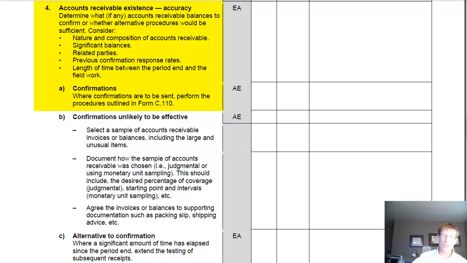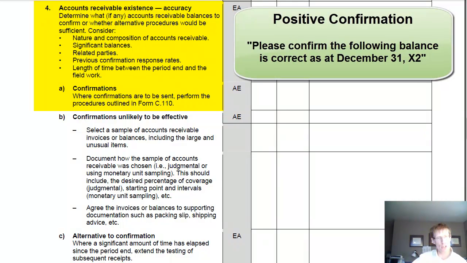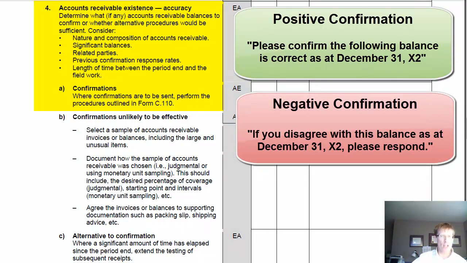So our first procedure is to select a sample of confirmations to confirm with our customers. And as we discussed in an earlier lesson, there's two types of confirmations out there. There's a positive confirmation, which requires a response from our customers. And the second type of confirmation is a negative confirmation, which suggests only respond to the auditors if the balance is incorrect or does not agree with your records.